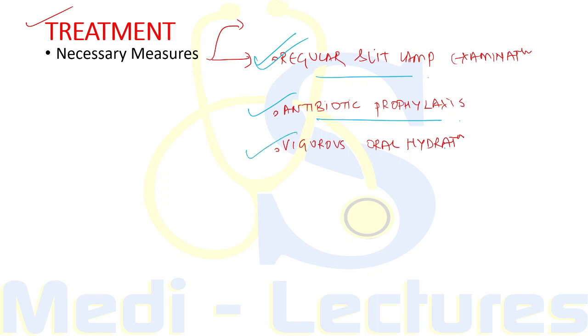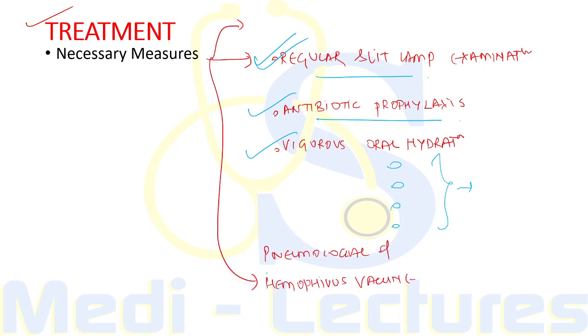Also, we should give antibiotic prophylaxis in splenectomized patients during dental or other invasive procedures. Vigorous oral hydration should be given during the anticipation of periods of extreme exercise, exposure to heat or cold, emotions, stress, and infections. And as far as possible, these should be avoided. Another necessary measure is pneumococcal and Haemophilus vaccination in these patients for prevention of infection by these bacteria. Now, the vaccination is less effective in patients who have undergone splenectomy. Therefore, these patients with sickle cell disease should be vaccinated early in life, especially in childhood.